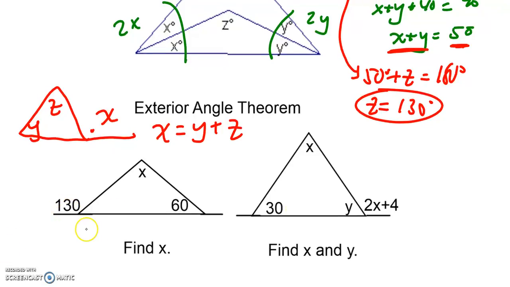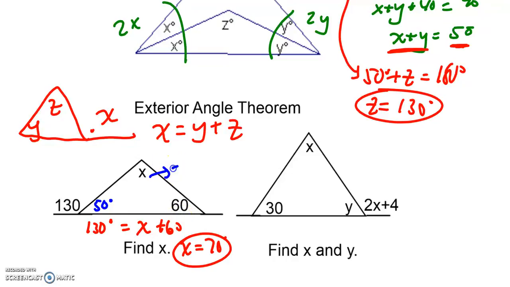You could say that the exterior angle 130 equals x plus 60, and if you did that, you would get x equals 70 degrees, which is correct. If you didn't see the exterior angle theorem though, you could say that this angle is the supplement, so it's 50. Then 50 plus 60 gets you 110. Subtract from 180, you still get 70 degrees that way as well.